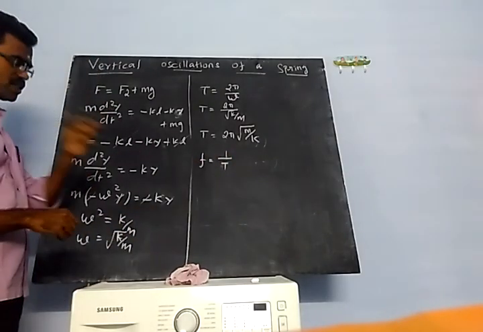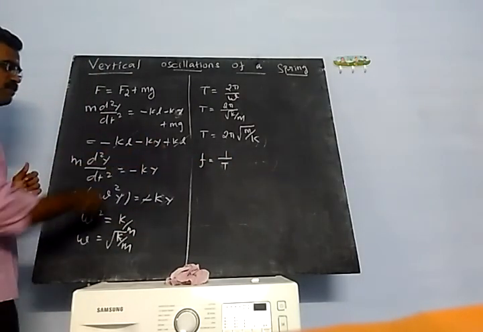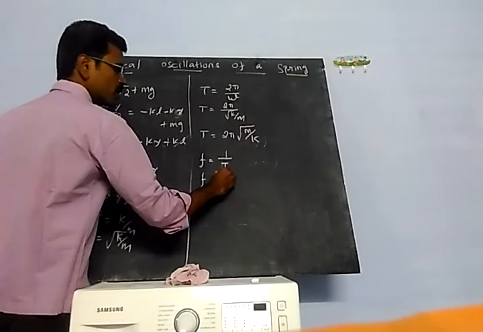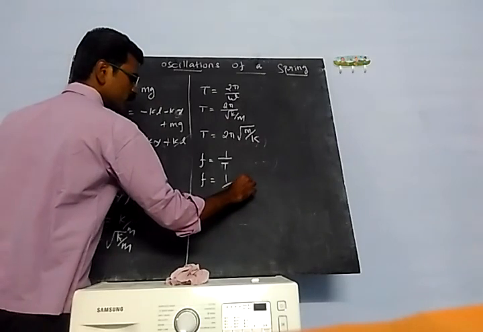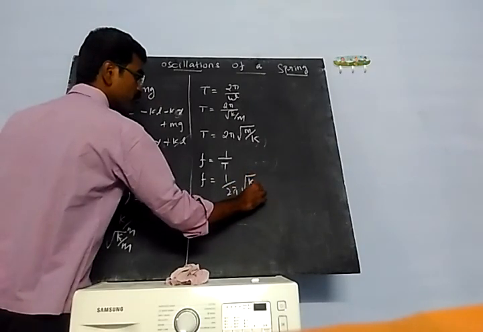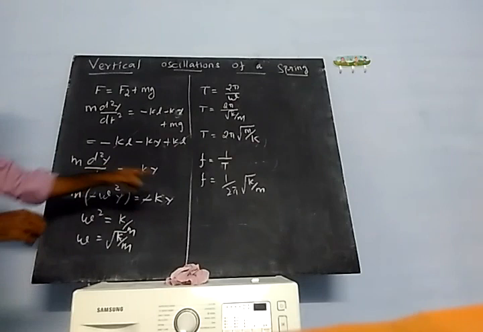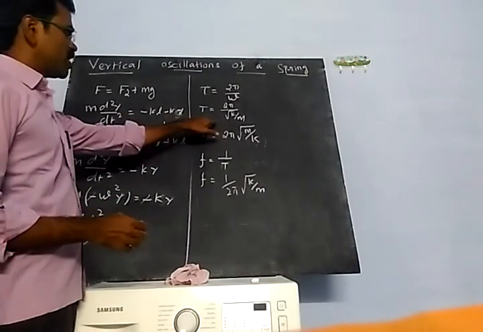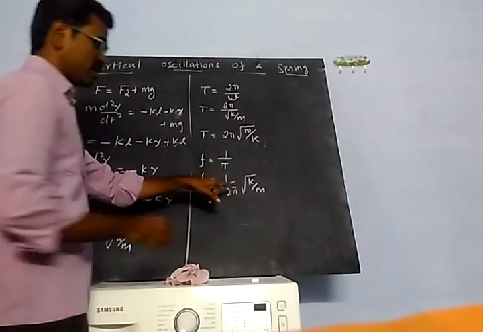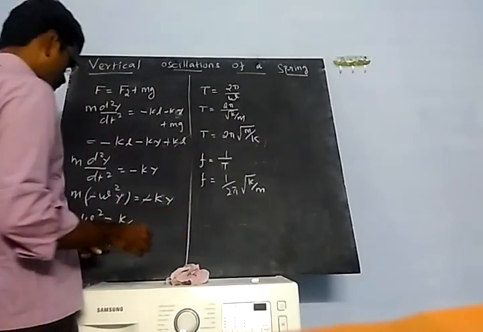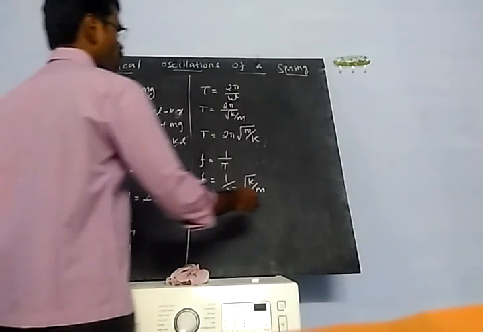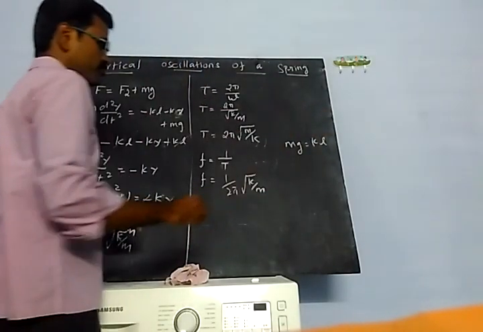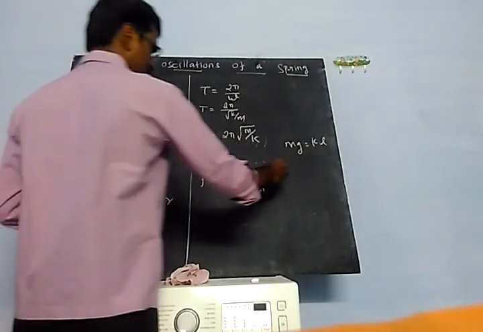The reciprocal of time period is known as the frequency. So f is equal to 1 by T. Then f is equal to 1 by 2 pi square root of k by m. Already we discussed one equation. What is the equation? mg is equal to KL.